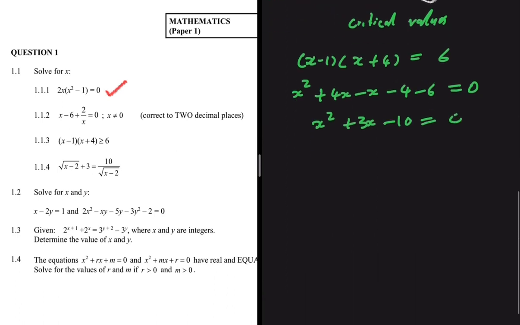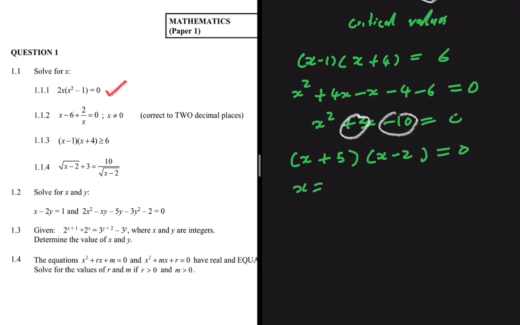So the question now is, which two numbers do I multiply and get minus 10, and when I add them, I get plus 3? That is positive 5 and negative 2. So if we factorize this, we shall get x plus 5 multiplied by x minus 2 being equal to 0. So x is equal to minus 5 or x is equal to 2.